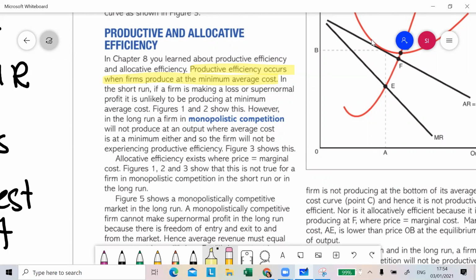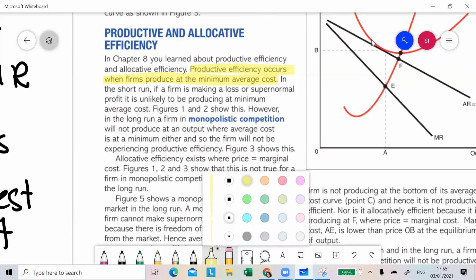However, in the long run, a firm in monopolistic competition will not produce an output where average cost is at a minimum either, so the firm will not experience productive efficiency. So what we can conclude here is that under monopolistic competition, it is impossible for a firm to experience productive efficiency in the long run. But in the short run, there is a possibility.